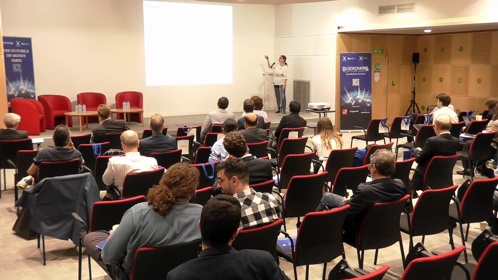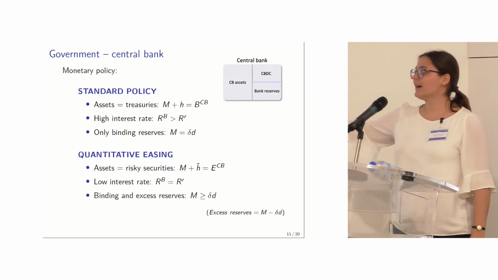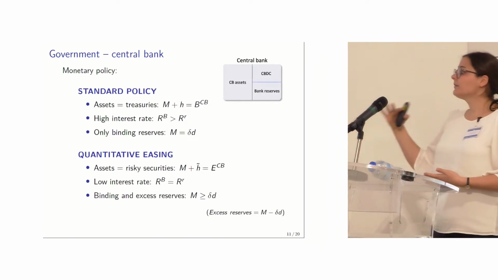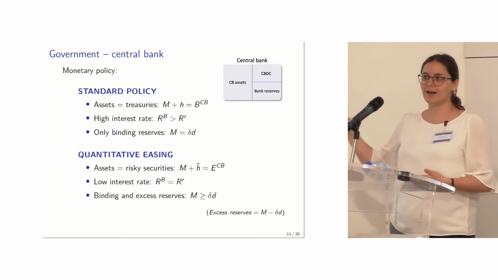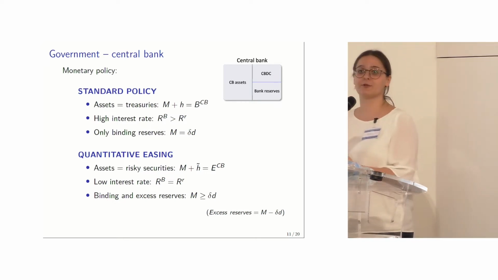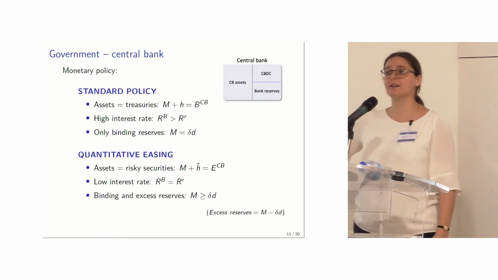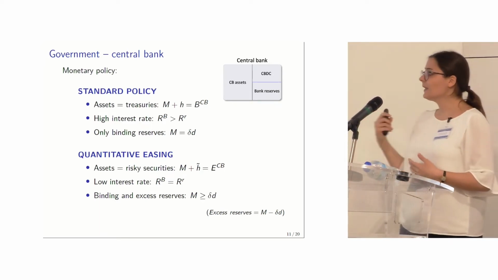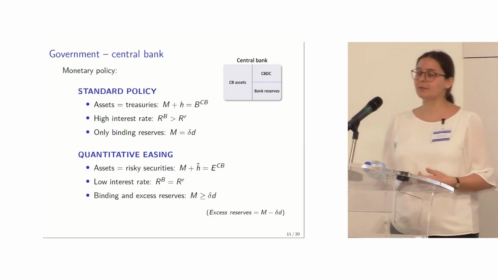So here is how we model the monetary policy. If the central bank is conducting quantitative easing, then on the asset side, it will have risky securities, which in the model, again a strong assumption, is the equity of the bank. And then it sets a low interest rate. And as I was showing you before with the Fed's balance sheet, we have excess reserves. So the liquidity constraint here is not binding, and this will play a role in our results.